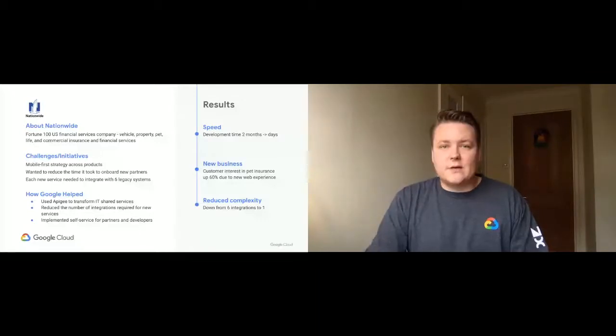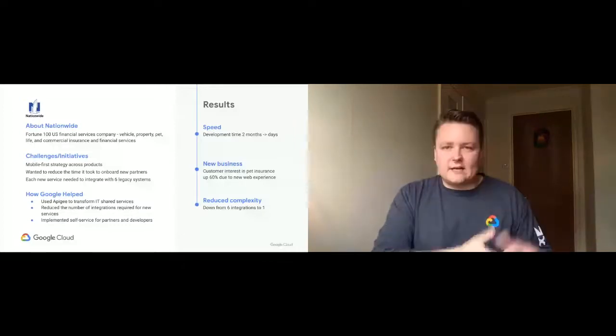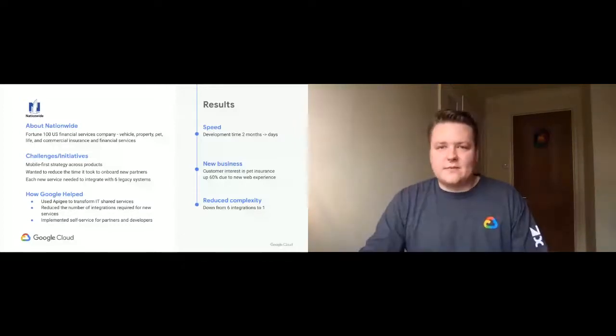In essence, also by being agile and providing new services quickly into the web experience, interest in certain insurances went up, and also the complexity went down because we went from, let's say, complex SOAP systems to something that's easily consumed by a REST API.